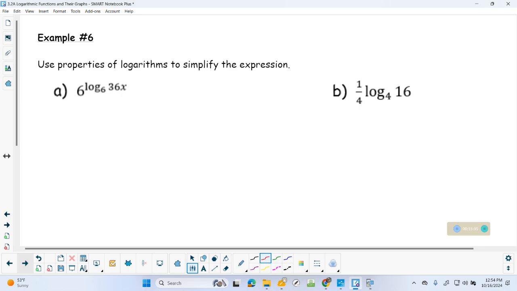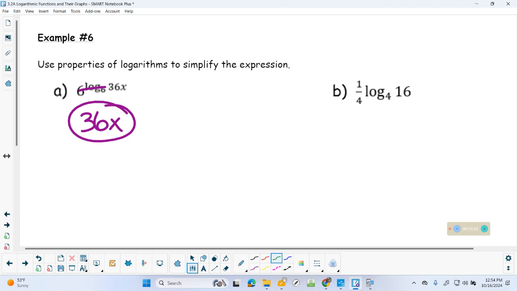Okay, use properties to simplify. Same thing I'm looking at. I'm like, all right, I got this. We have an exponential 6 to a power, and we have a log with the same base. Got it. Inverses cancel. Let's just have a quiz on this, okay?